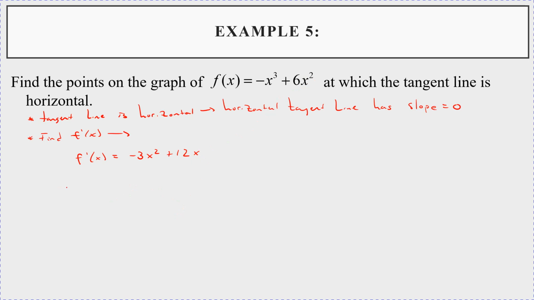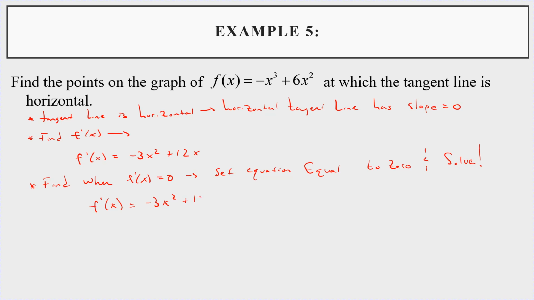All right, so then here's the thing. Now I need to find, remember, this function gives the slope of the tangent line. Find when f prime of x is equal to 0. So all you're going to do is set the equation equal to 0 and solve. So f prime of x is equal to minus 3x squared plus 12x. You have to solve when it's equal to 0. Well, to do this, factor out a minus 3 and an x. You're left with x minus 4.